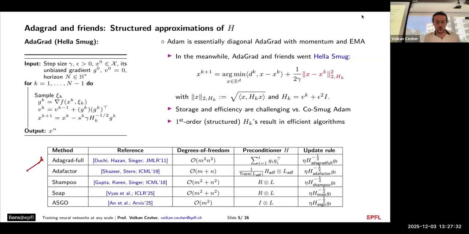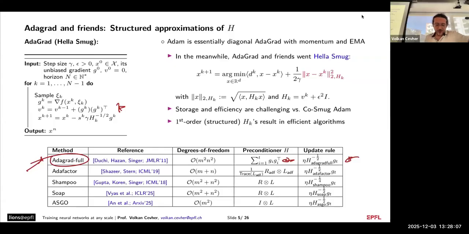So when I first talked about the Hella Smug approach, this is the Adagrad, John's baby, let's say. Here, the preconditioner is the summation of the outer products, right? So you have the standard update rule. Then Noam Shazeer had this Adafactor. Here, you look at left and right preconditioning, and you choose them in such a way that you precondition the rows of the weight matrix and the columns of the weight matrix, and the degrees of freedom is just delicious, right? As the neural network grows, this has a vanishing fraction of numbers to precondition the neural network.